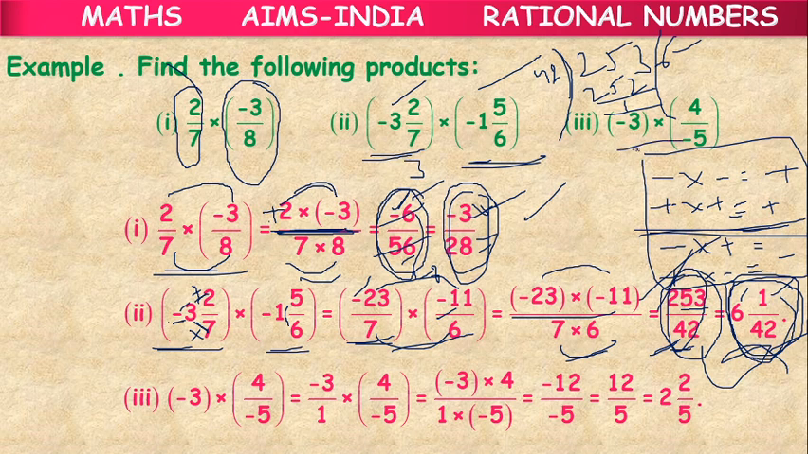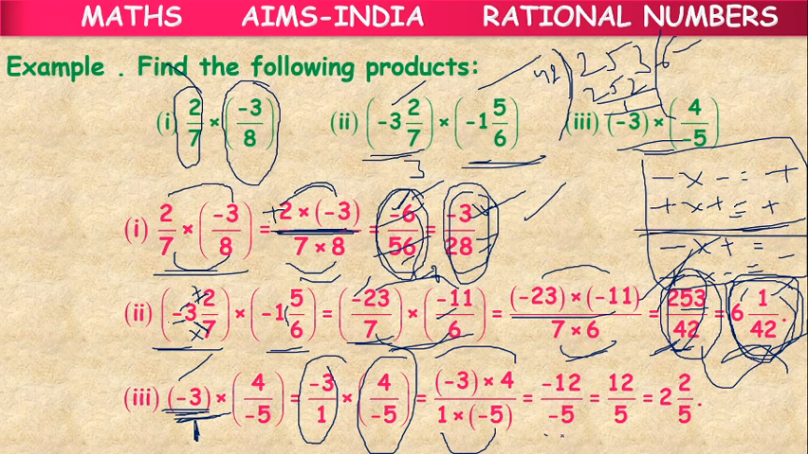Okay, children, now the third case. One normal integer can also be assumed as a rational number, because minus 3 can be written as minus 3 by 1. So they have taken it as minus 3 by 1, times 4 by minus 5. Numerators multiplied, kept over denominators: minus 12 by minus 5. So minus and minus cancel. What we have got? 12 by 5, which can be written as a mixed rational number.